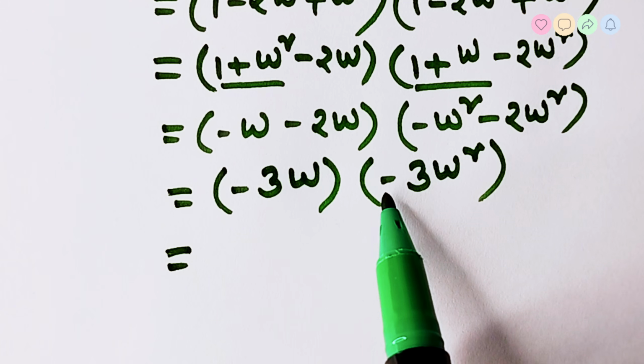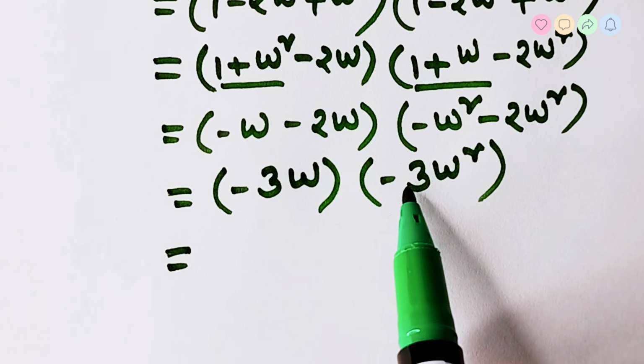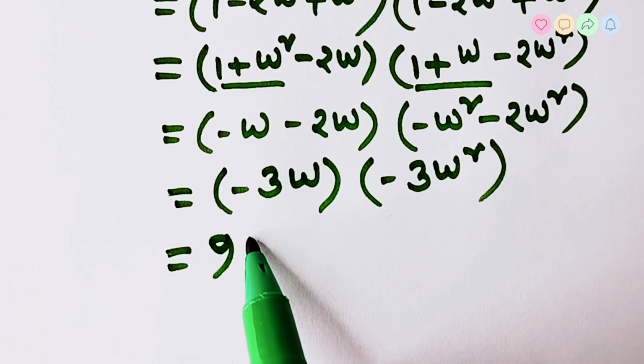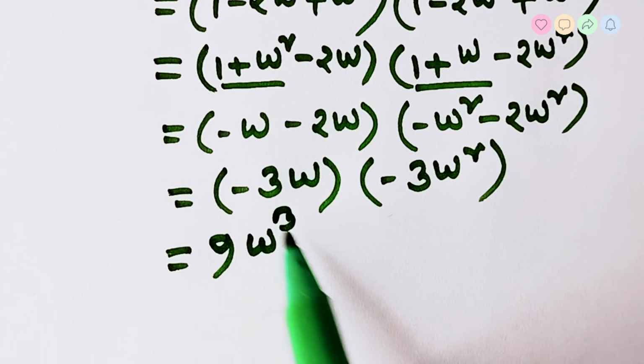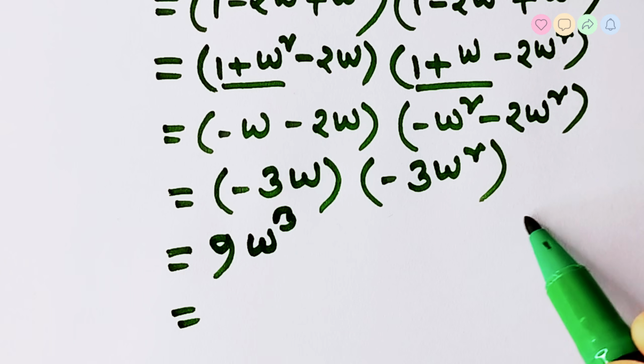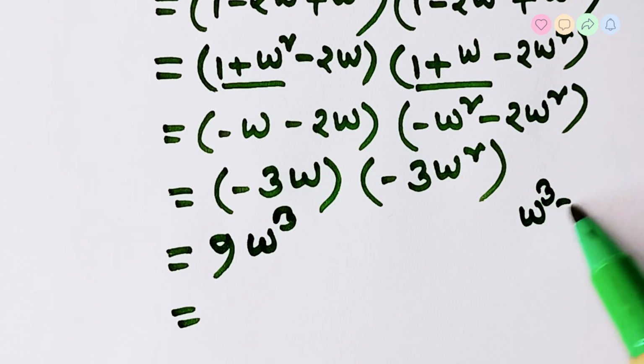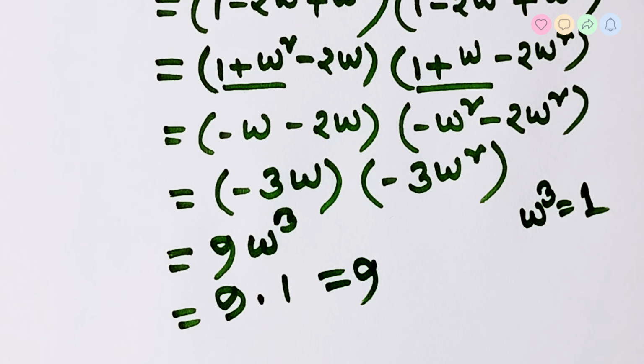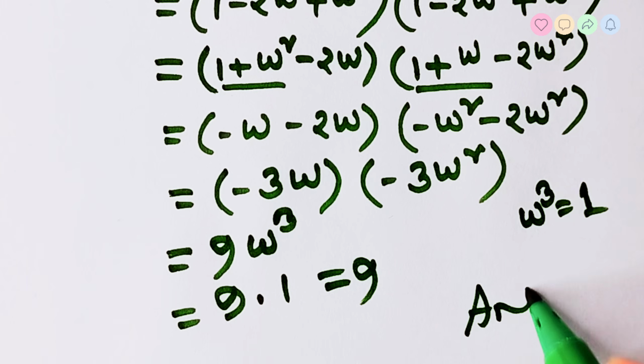Minus times minus is plus. 3 times 3 is 9. Omega times omega square is omega to the power cube, and we know that omega to the power cube equals 1. So 9 times 1 equals 9. And this is our desired answer.